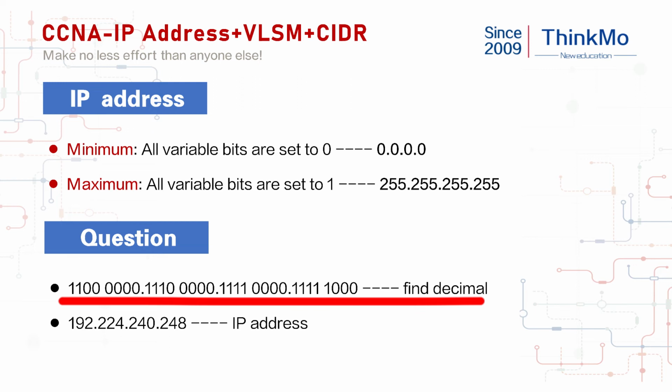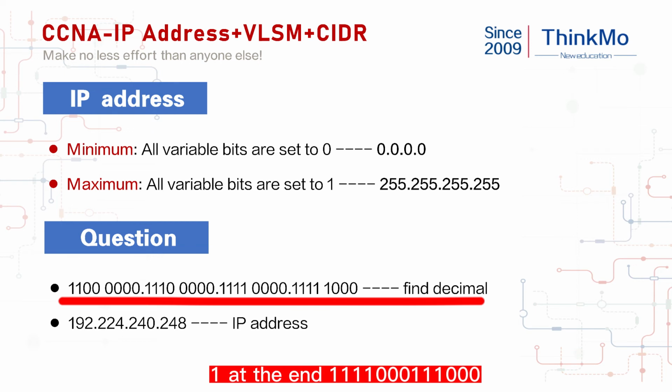11000000. This is the first. 11100000. Then 11110000. 1 at the end, 11110000. Now it's a binary.